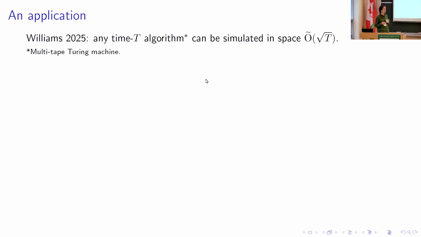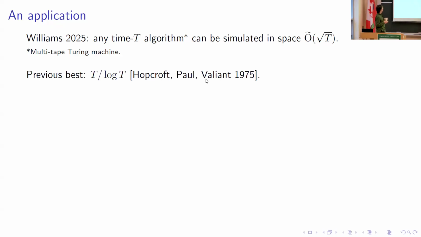but it's still open whether this works for random access machines. The previous best bound of this sort was an algorithm by Hopcroft, Paul, and Valiant all the way back in 1975, where they showed you can simulate the algorithm in t over log t time. And just for comparison, the obvious simulation will just take t time. So in 1975, they shaved off a log t factor.